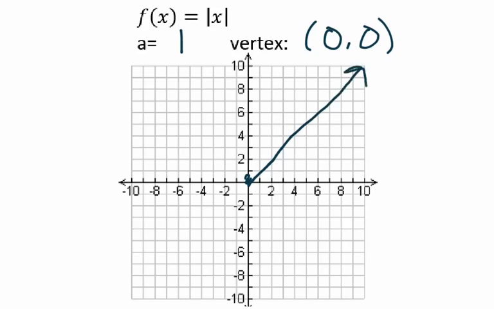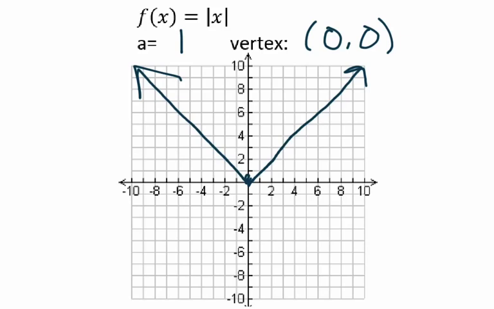Now, if I continued with the slope of 1 on the left-hand side, I'm going to end up in the negative section. And since this is f of x equals the absolute value of x, we know that all of our y values have to be positive for this. So it's going to end up actually having a slope of negative 1 on the left-hand side. So for absolute value, our parent function is going to have a graph that's in the shape of a V.